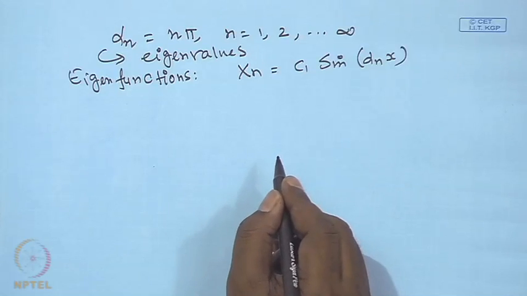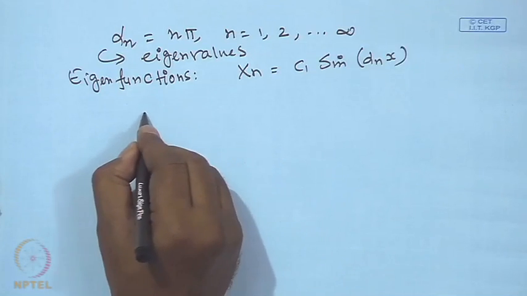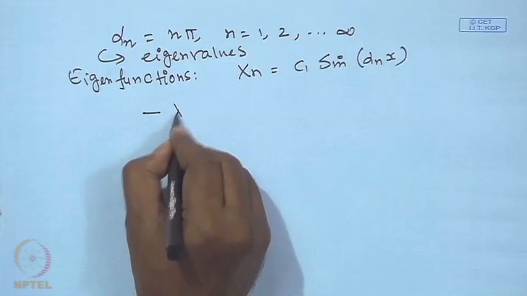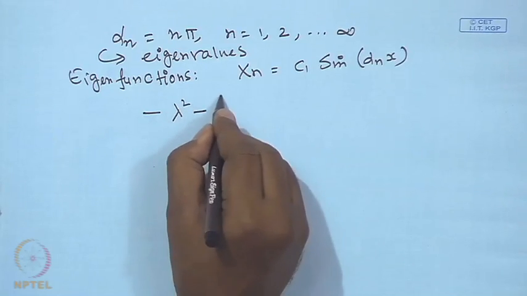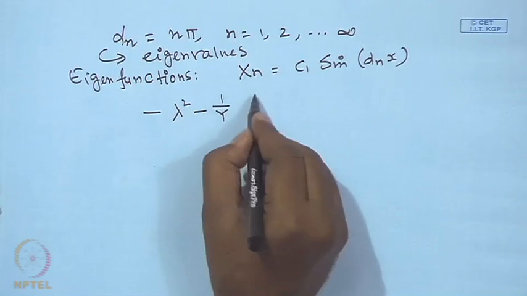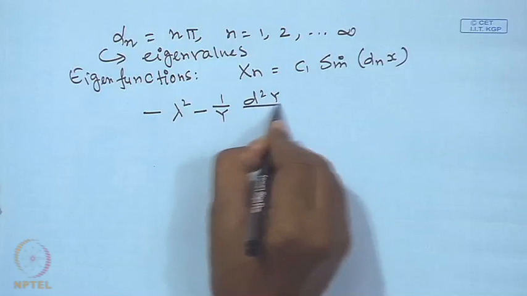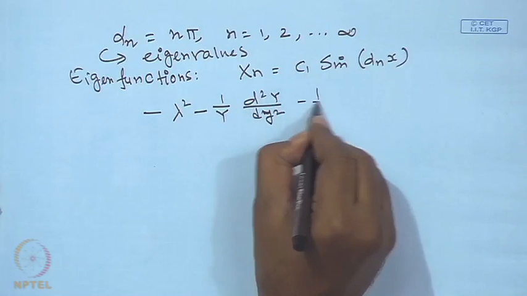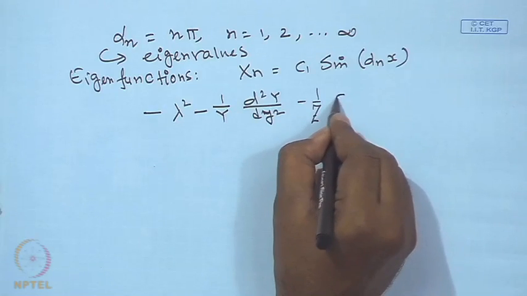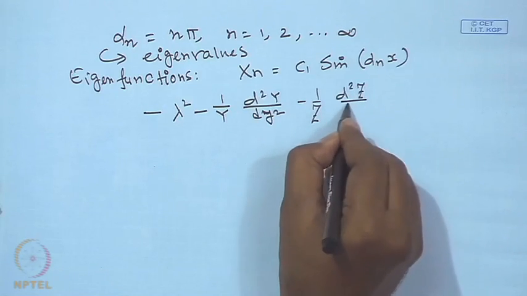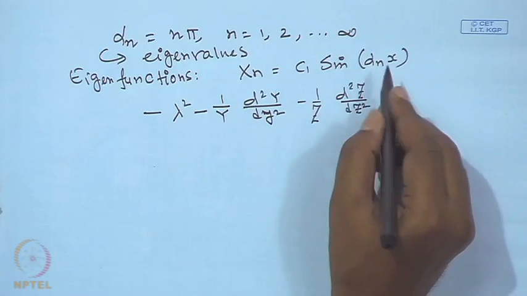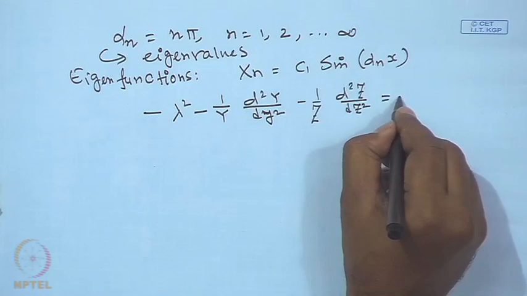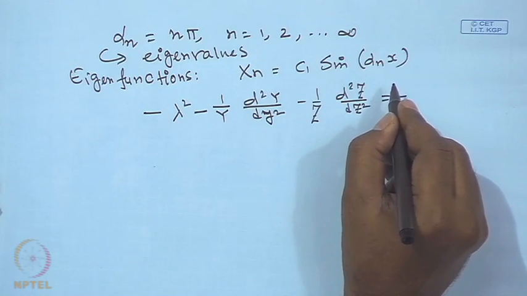Now, let us look into the other two parts, minus lambda square minus 1 over Y d square Y dy square minus 1 over Z d square Z dz square is equal to minus alpha square.